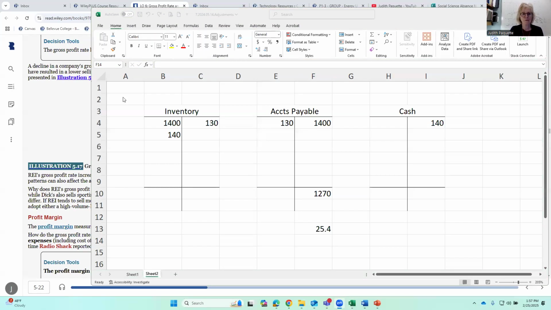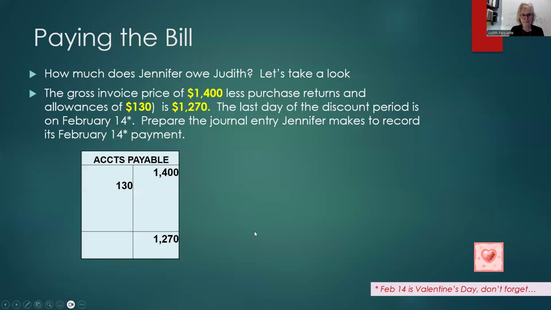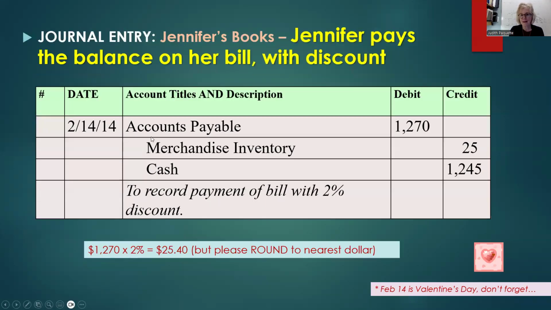So we're going to say we owe 1,270, so we're going to clear the 1,270. We still have 1,270 in accounts payable. We have a credit balance, so we're going to debit it to clear it out. But that $25 lowered the cost of our inventory, so we're going to credit inventory 25. And then the cash we actually pay our supplier is $1,245. Okay, so let's post that.